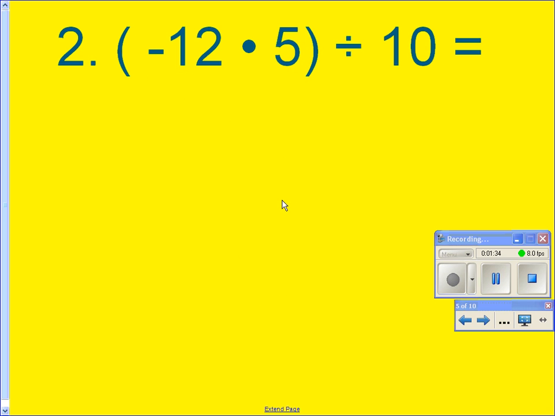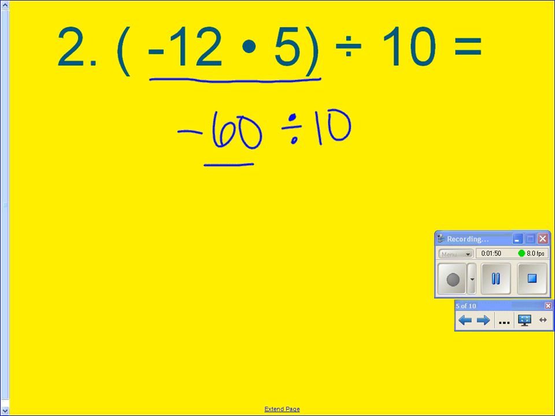Second problem, we have open parentheses, negative 12 times 5 divided by 10. So negative 12 times 5, again, these are different signs, so it's going to be negative. 12 times 5 is 60. Bring down the divided by 10. Now, negative 60 divided by 10, again, these are different signs, so your answer will be a negative. 60 divided by 10 is 6, and that's your answer.